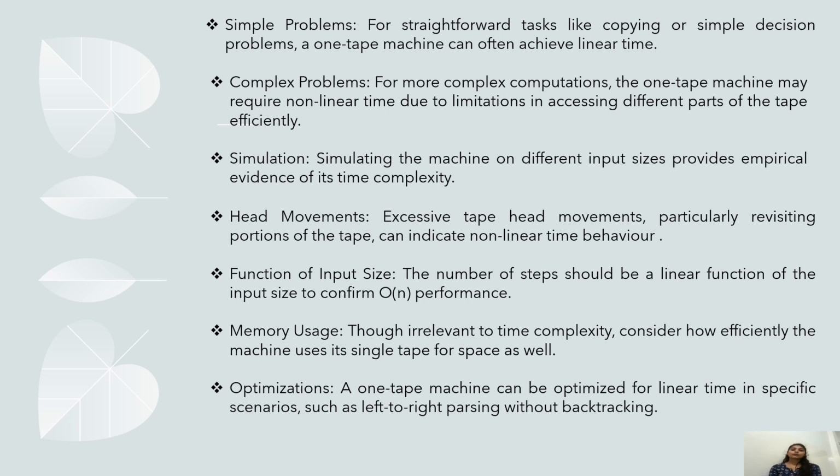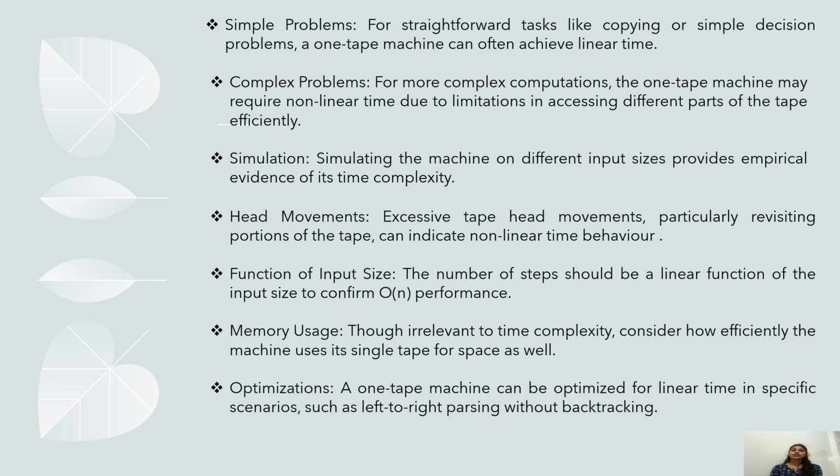This is the simple problems. For straightforward tasks like copying or simple decision problems, a one-tape machine can often achieve linear time. The next is complex problems. For more complex computations, a one-tape machine may require non-linear time due to limitations in accessing different parts of the tape efficiently.